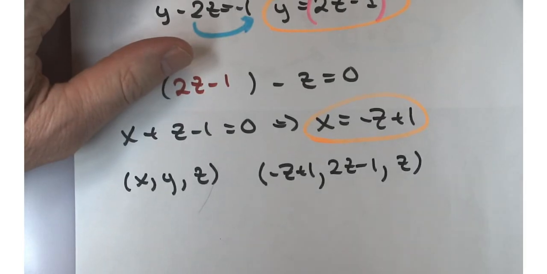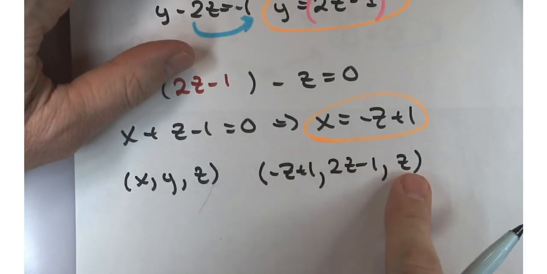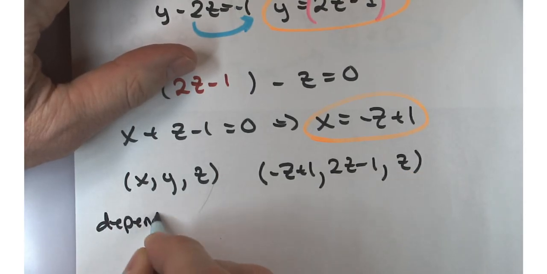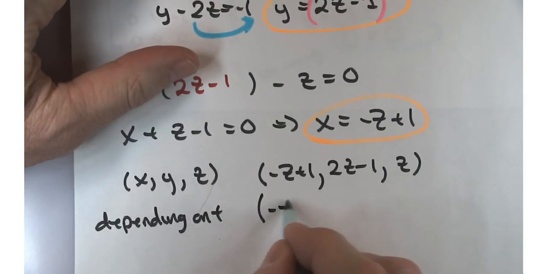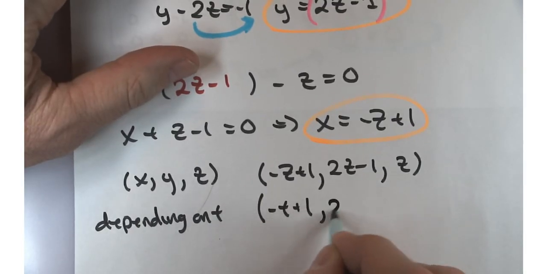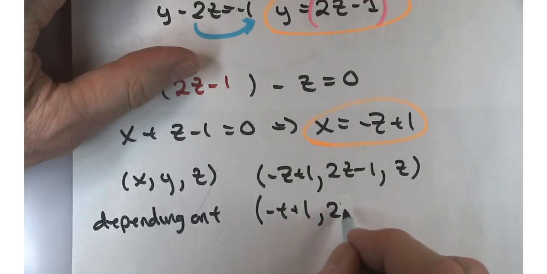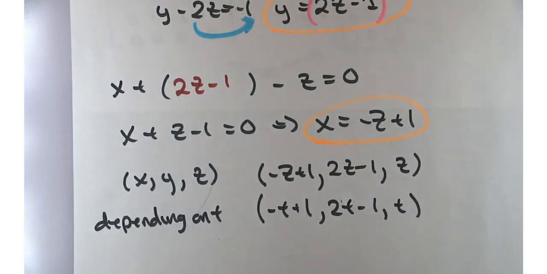Now, what if they want you to write it as a function of t? Depending on t, that'd be negative t plus 1, 2t minus 1, and t. Doesn't matter what variable you use there. I think WebAssign does ask you to use t or sometimes s.